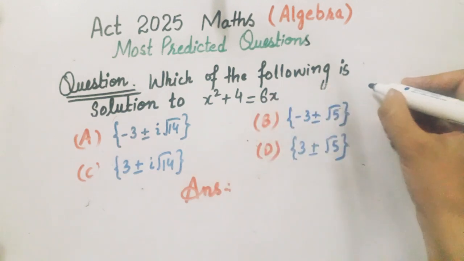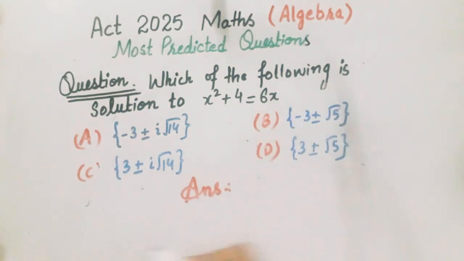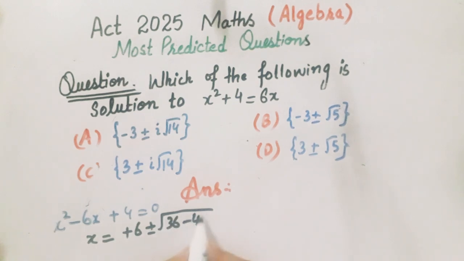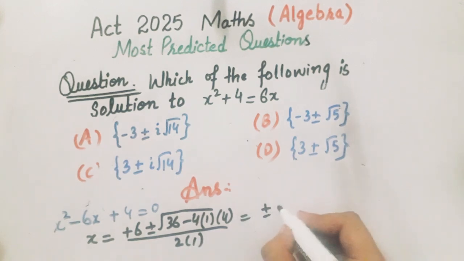So apply the quadratic formula in this. You will get x square minus 6x plus 4 is equal to 0. So you cannot make factors of this, that multiply to give 4 and add to give minus 6. So apply the quadratic formula: x is equal to minus b, means plus 6, plus minus square root of 6 square, 36, minus 4 into a c, 1 and 4, divided by 2 of a, that is 2 of 1.